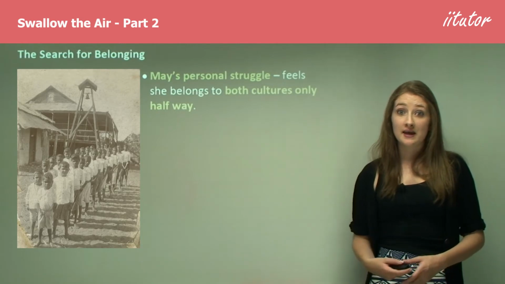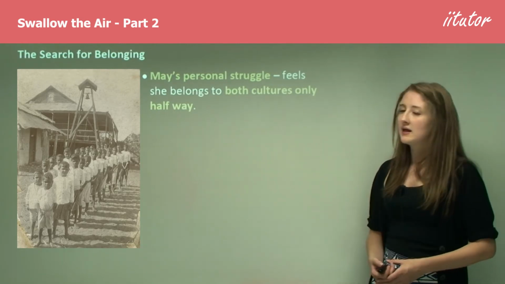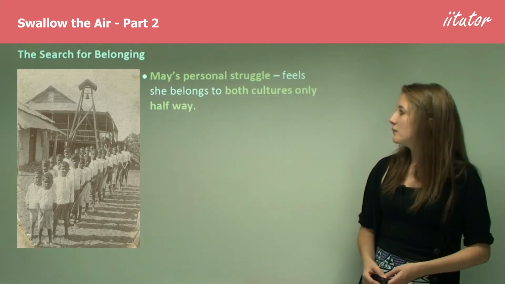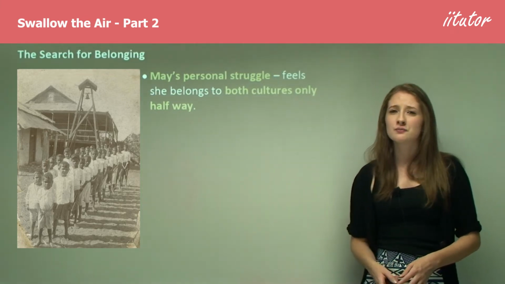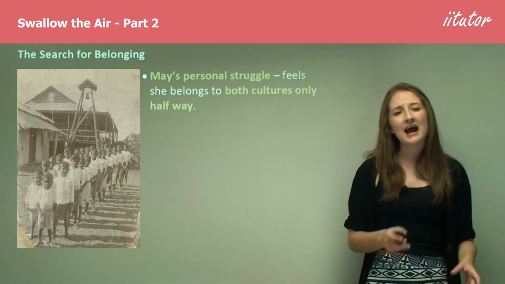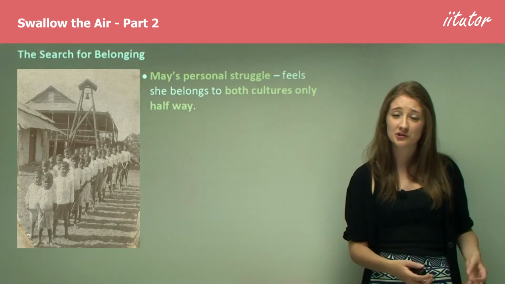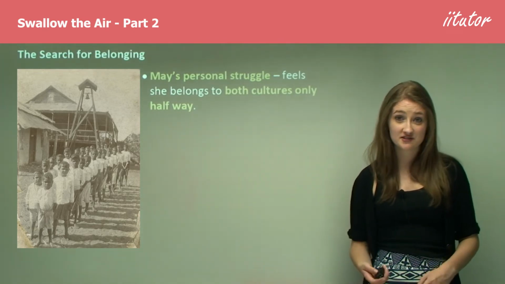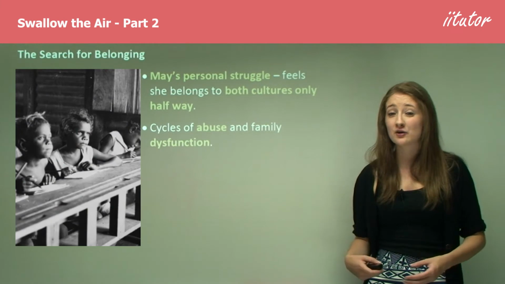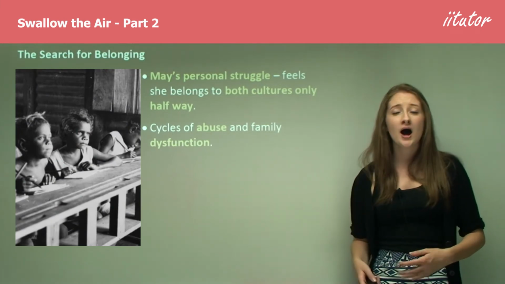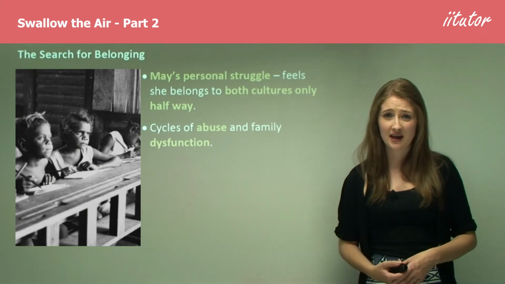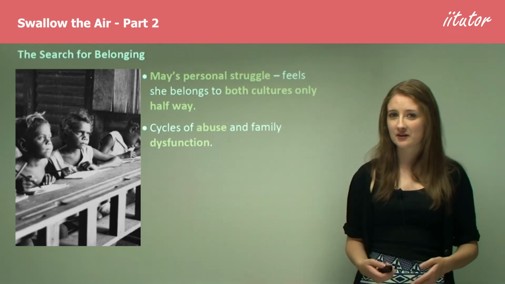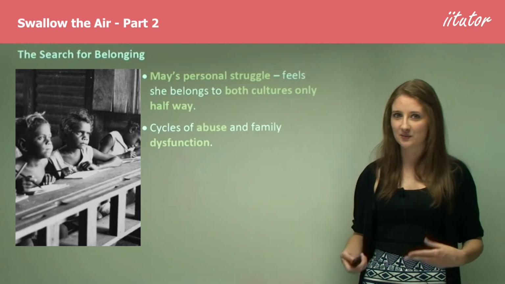The next belonging theme is the idea of the search for belonging. Now, May's personal struggle is obviously the focus of this work, particularly because she feels she belongs to both cultures halfway. So she kind of feels belonging to the Aboriginal culture and kind of feels it to a non-Aboriginal culture, and she doesn't quite know where she stands. However, these ideas of cycles of abuse and family dysfunction are also in this search which she undertakes, and they're barriers which she must overcome in the long run to achieve that sense of belonging to whatever culture she decides she wants to belong to.